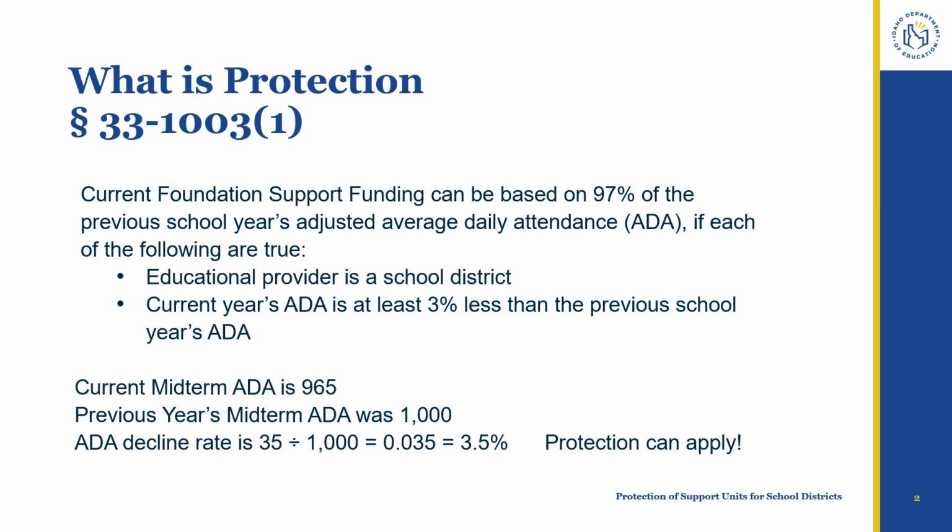Protective status can apply to a school district when their total current ADA is at least 3% less than their previous school year's adjusted ADA. For instance, if a school district's current midterm ADA or estimated midterm ADA when budgeting is 965 and their prior year's midterm ADA was 1,000, then their ADA has or is expected to decline at a rate of 3.5%, so protection can apply.